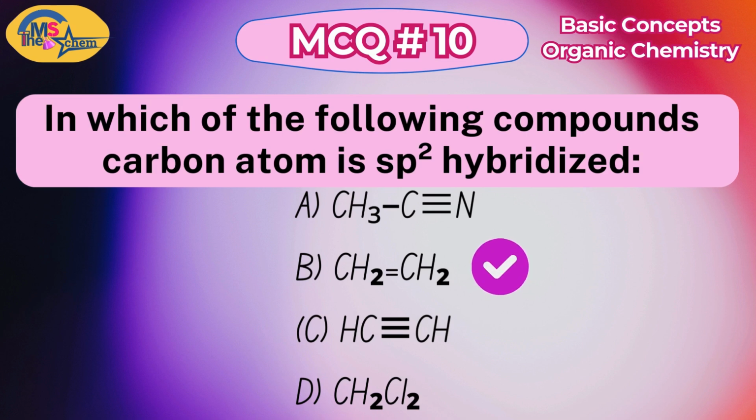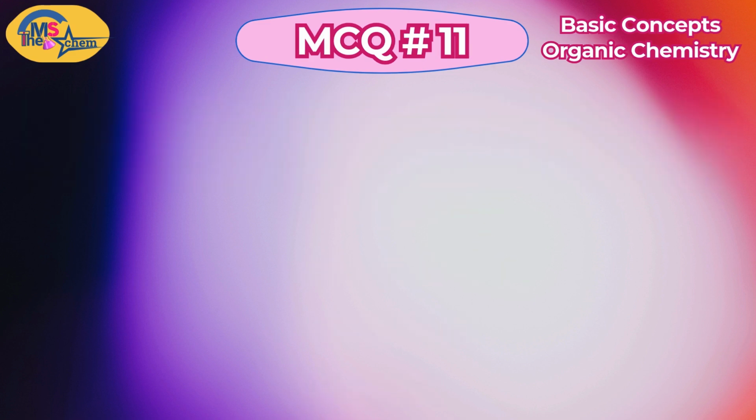The answer to this question is option B, CH2 double bond CH2, because this is the structure for ethylene, and the double bond indicates the presence of sp2 hybridized orbitals.